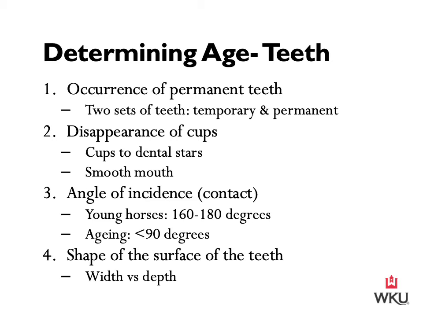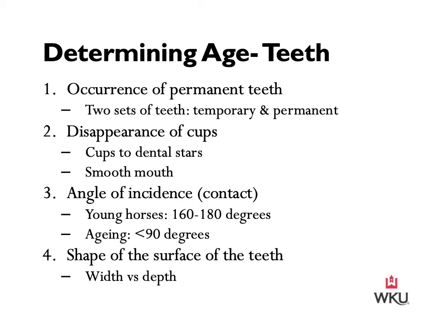A smooth mouth theoretically appears at 11 years of age. A few horse owners are going to ignore cups in the upper teeth and consider a 9-year-old horse smooth mouth. For the purpose of this class, we will consider a smooth mouth at 11 years of age. Complete accuracy cannot be ensured from studying cups, and this method is second in accuracy only to the appearance of permanent teeth in determining age.